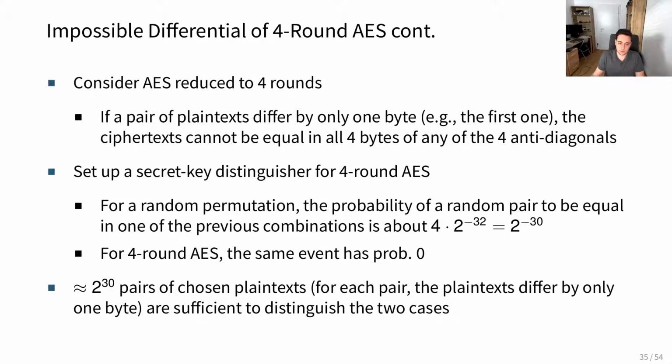This is then how we build the distinguisher. Of course, it's not a 100% probability distinguisher, so we need some pairs. But if we have so many pairs, it's sufficient to distinguish the 2 cases, to decide whether these 4 rounds apply to the AES or if it's just some pseudo-random permutation.